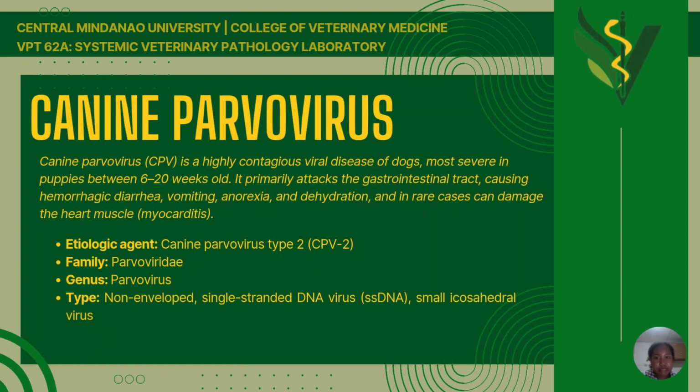Canine parvovirus is a highly contagious viral disease of dogs, most severe in puppies aged 6 to 20 weeks old. It primarily attacks the gastrointestinal tract, causing hemorrhagic diarrhea, vomiting, anorexia, and dehydration. Also, in rare cases, it can damage the heart muscle or lead to myocarditis. Its etiologic agent is CPV-2, Canine Parvovirus 2, family Parvoviridae, genus Parvovirus, a non-enveloped, single-stranded DNA virus, and a small icosahedral virus.